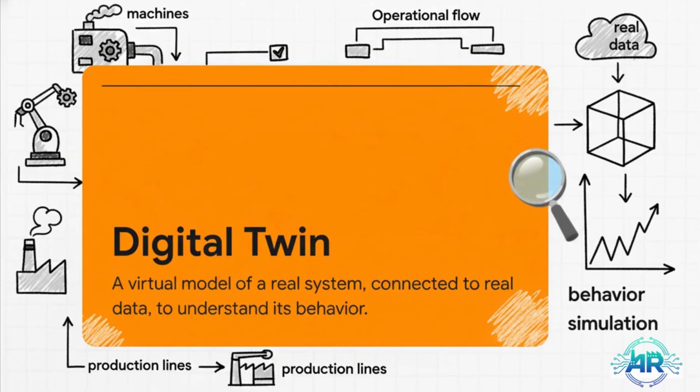Well, a digital twin is basically a virtual replica of your machines, your production lines, your whole operational flow. But here's the part that changes everything. It is not just some static 3D model. Its entire reason for existing is to simulate and understand the behavior of the real thing, how it really responds under pressure, and how changes actually ripple through it.